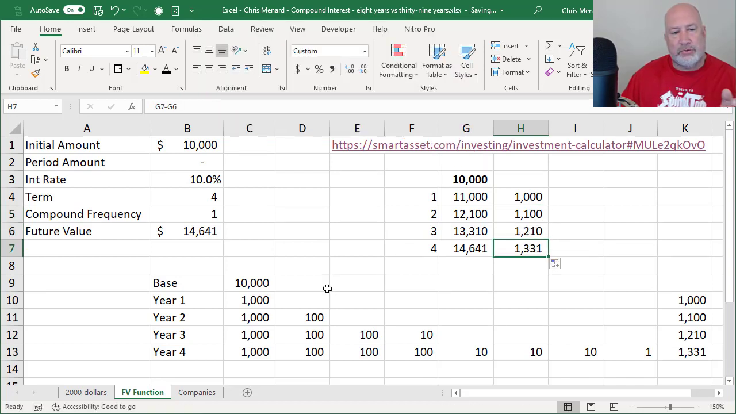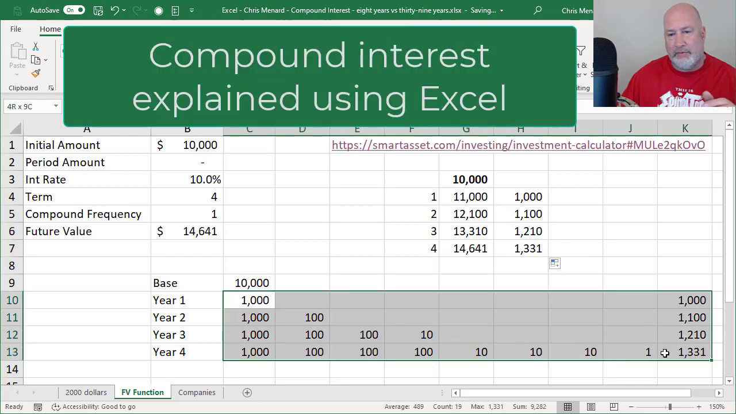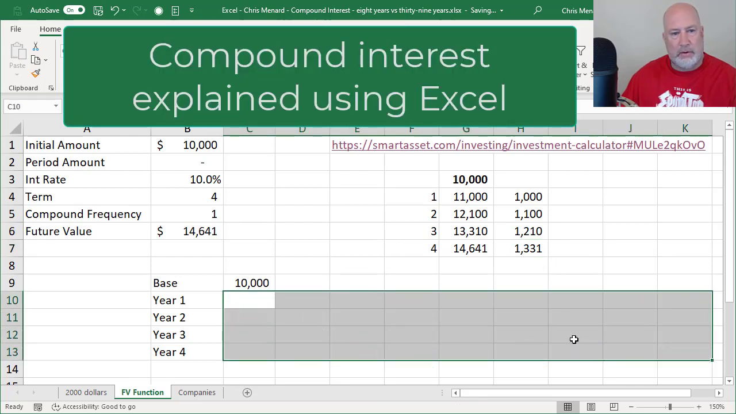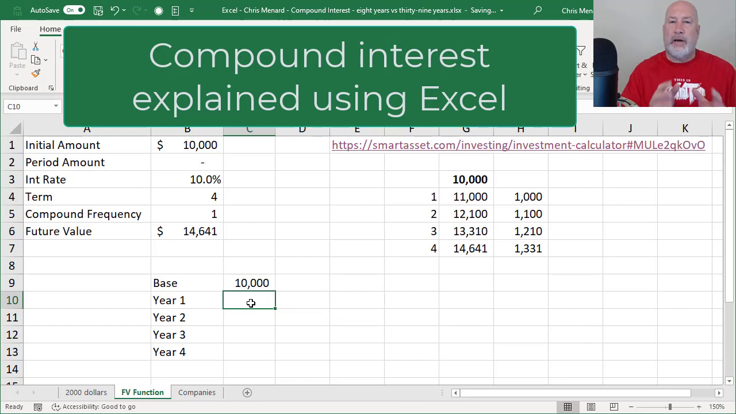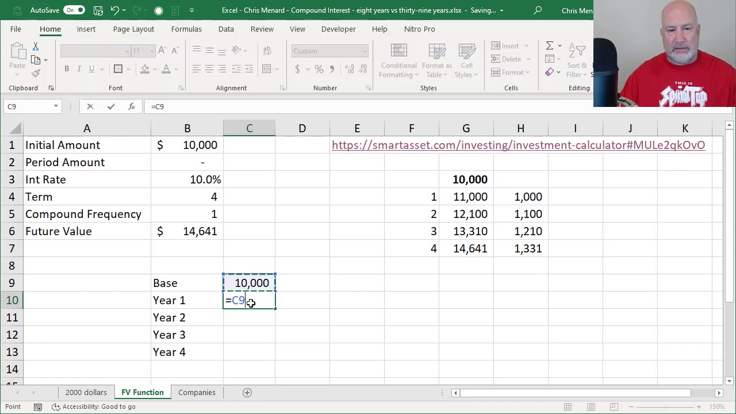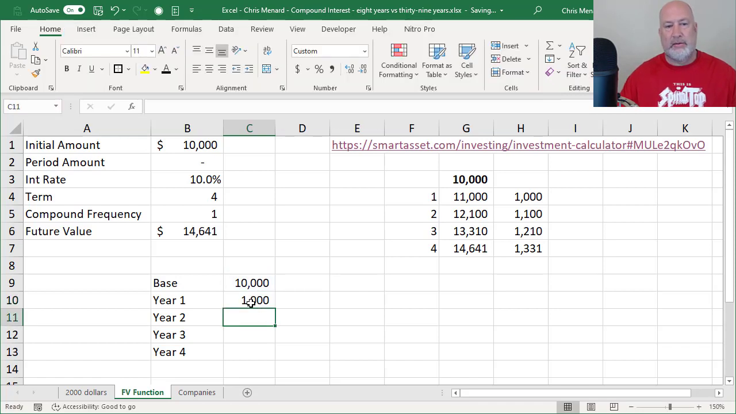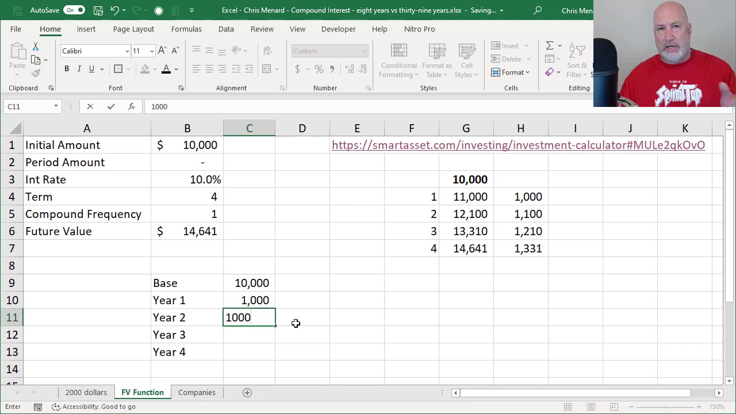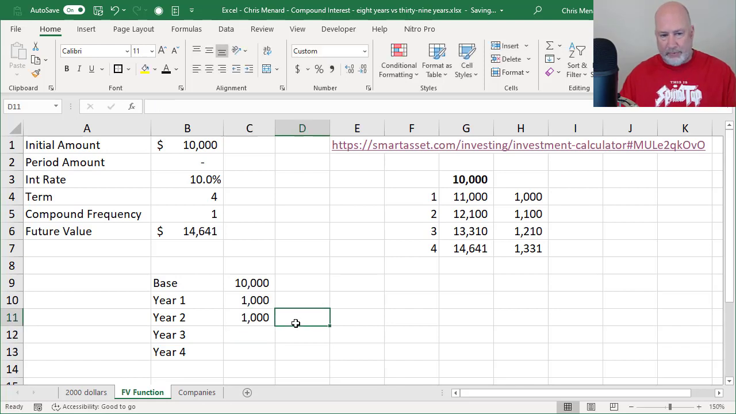So just to show this real quick over here, let me get rid of all this. So here's how I would explain compound interest to somebody. I put in $10,000, I'm getting 10%. So in year one, there's my $1,000. Matches right there in cell H4. Year two, I'm still getting the simple interest part. So again, 10% of $10,000 is $1,000.